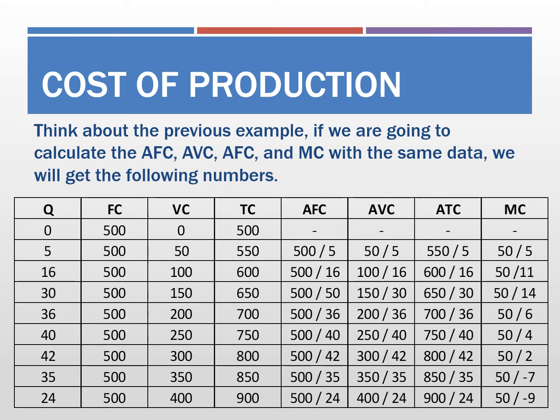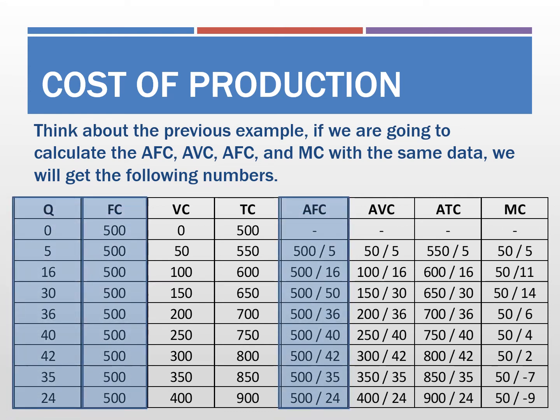The average fixed cost can be calculated by using the fixed cost column divided by the quantity column. As you can see, 500 divided by 0, well, anything divided by 0 is not a number, so we do not have any number to describe on the first row. However, the second row allows us to use 500 divided by 5. And the third row, 500 divided by 16, and so on.